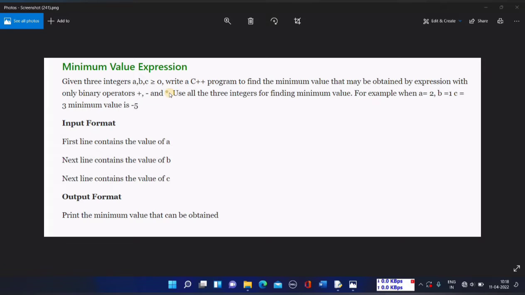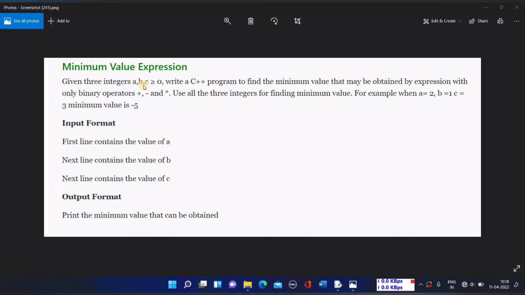Now the next thing we can think is, suppose we are doing a minus b minus c, then there are more chances to get the lowest number, the minimum number. But suppose the value of a is 1, the value of b is 2, and the value of c is 3. Now if you are doing 1 minus 2 minus 3, so what are you going to get? 1 minus 2 is minus 1 and minus 3 gives you minus 4.